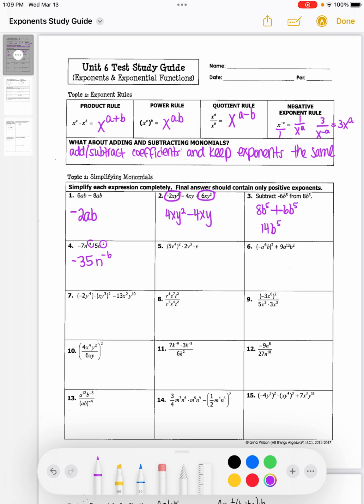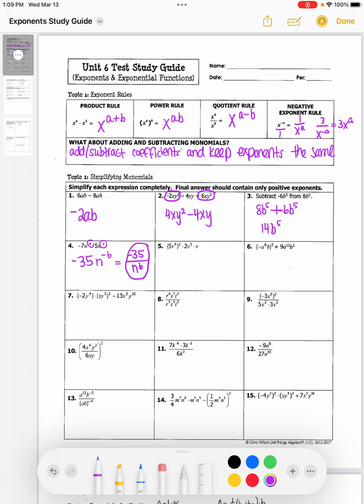But wait, we cannot have a negative exponent. So to simplify this, we take that n to the negative 6 power and we move it to the denominator. The 35 stays in the numerator and n to the power of 6 gets moved to the denominator. Oops, I forgot that it's a negative 35, so keep that negative in front of the 35.